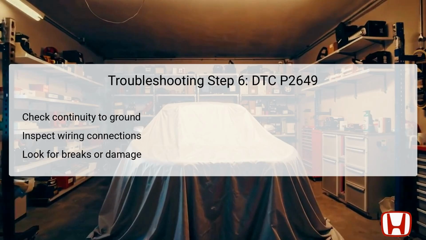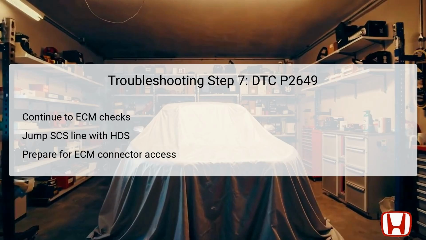However, if no continuity is detected, there may be an open circuit in the wiring between the solenoid and ground point G101. In this case, further inspection is needed to locate any wiring damage or improper connections that could be causing the issue. In the seventh step, technicians must jump the SCS service check switch line using the Honda Diagnostic System HDS. This action allows for enhanced diagnostic capabilities by rerouting the signal pathways for testing purposes.